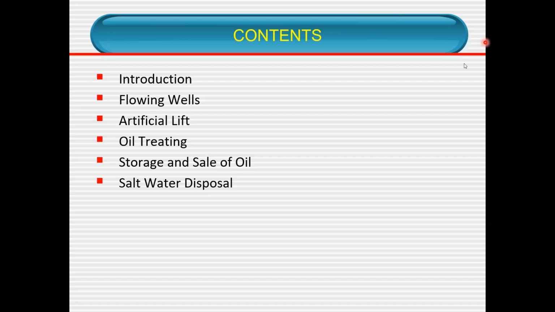Okay, the elements in production. I'll just go through the introduction and production, the flowing wells, what is artificial lift in terms of production, the requirements of all three things in production, storage and sales of oil, and finally the salt water disposal. These are some parts to cover in this session. There are a few other elements that can be covered as well, so we will just kickstart with these elements first.